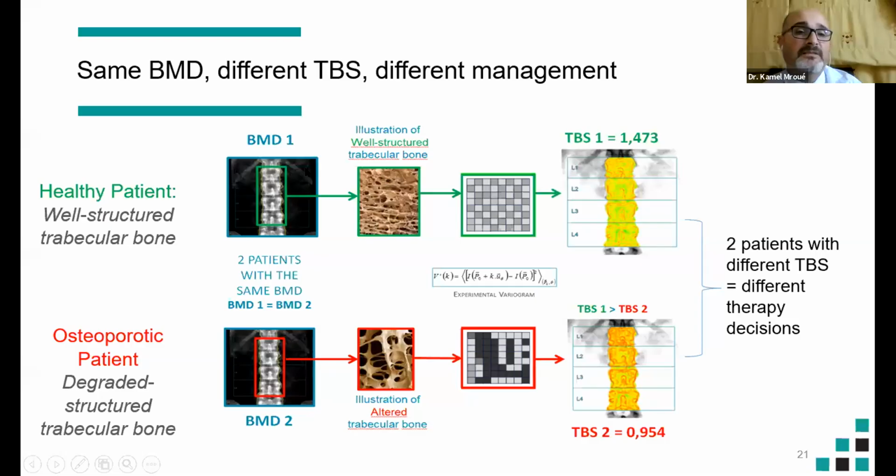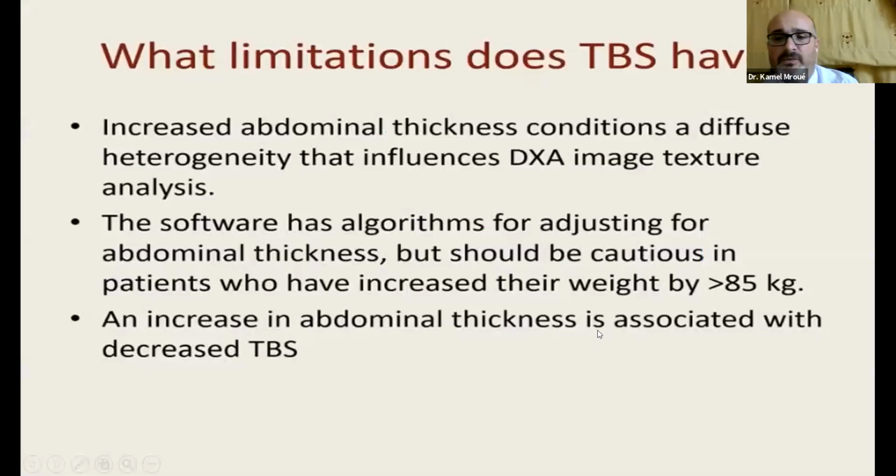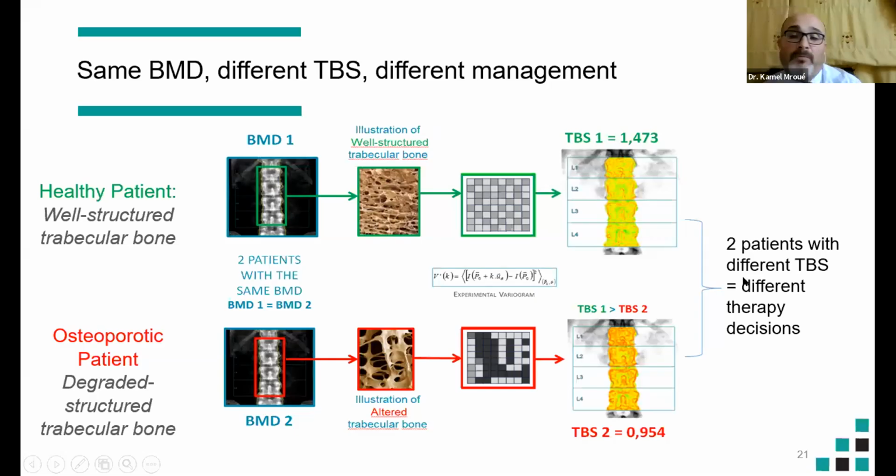So with this, as you have said just before, patients who have the same bone densities may have different bone qualities, leading to different TBS scores, and this will probably lead to different therapy decisions on the part of the clinician.